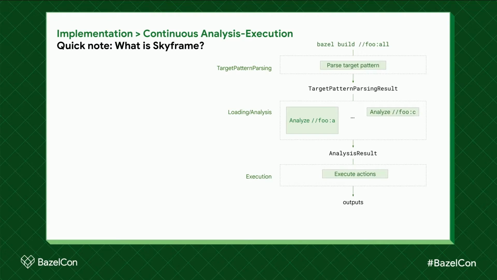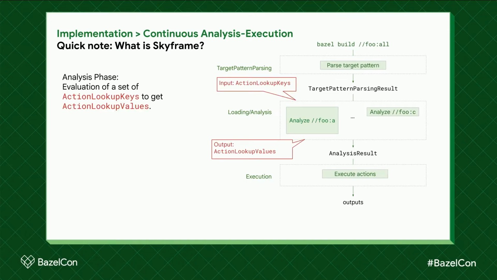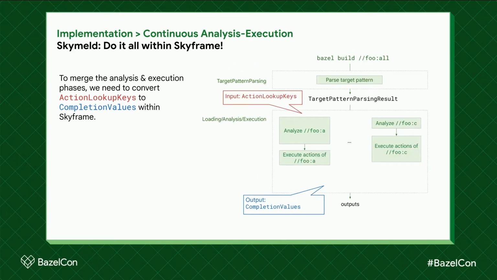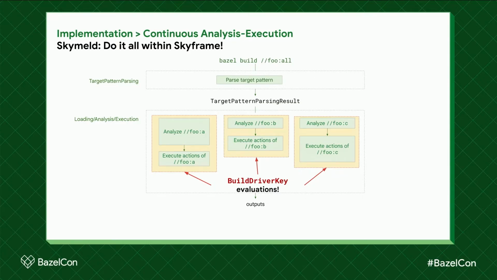Like this is, again, the same diagram of three phases. The analysis phase is basically you give Skyframe a bunch of ActionLookupKeys, and you expect ActionLookupValues from it. And the execution phase is where you have a bunch of completion keys, and you expect to have completion values from the other end, right? So in order to merge analysis and execution, you would want something like this. You would want to give ActionLookupKeys to Skyframe and get completion values from the other end, right? And how do we do that? With this new concept called BuildDriverKey, right?